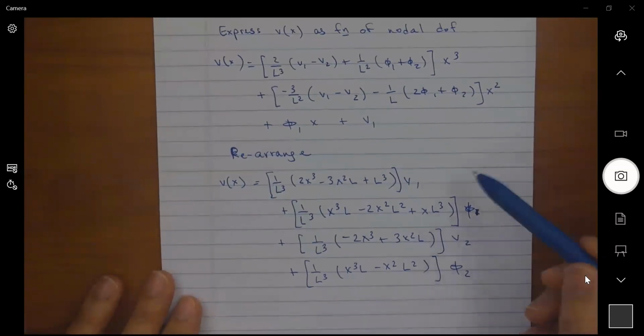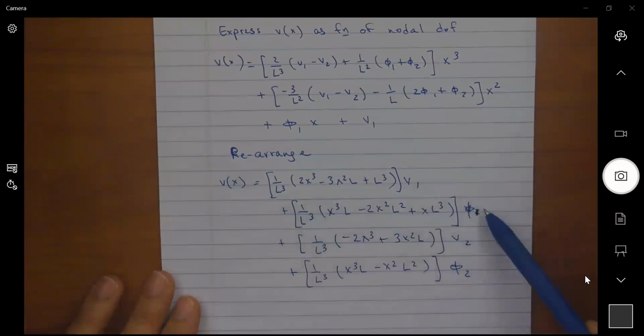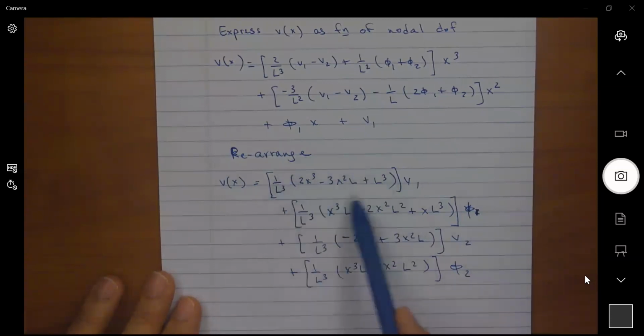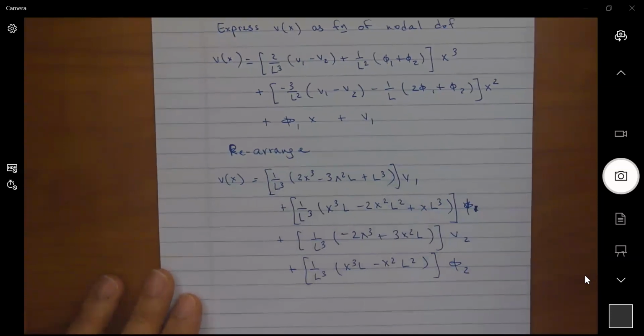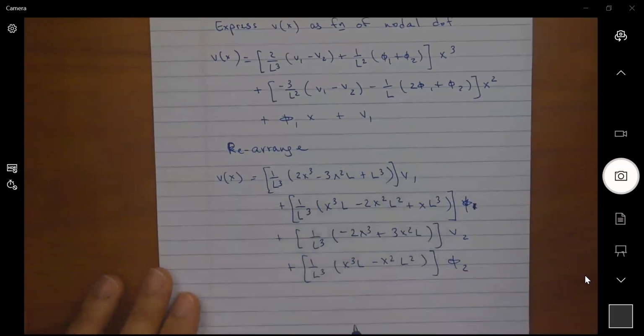So now you can see clearly, I have here the 4 nodal degrees of freedom. And I have here some functions of x and L. L is constant and x is the only one that is changing.